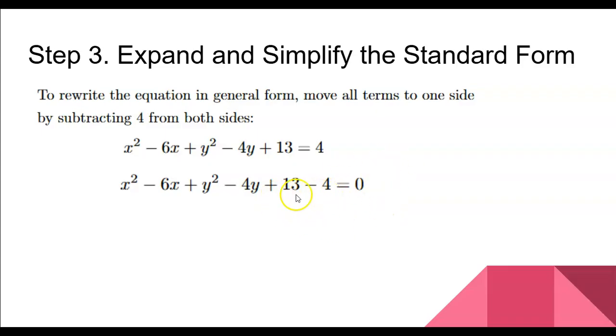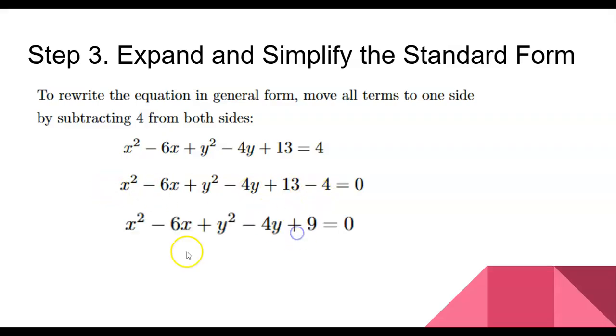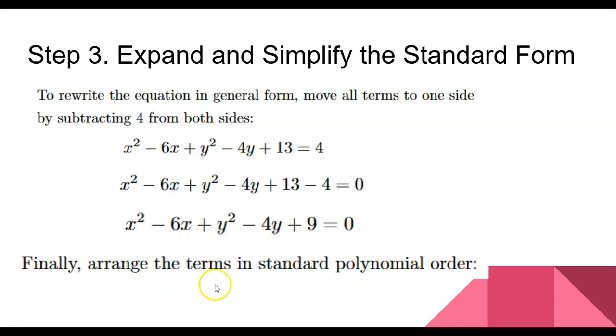And then we combine these two constant terms here. So positive 13 minus 4 is 9. So copy the other terms. So we have x squared negative 6x positive y squared minus 4y. 13 minus 4 is positive 9, equal to 0. Finally, arrange the terms in standard polynomial order. So we have x squared positive y squared negative 6x negative 4y positive 9 equal to 0.